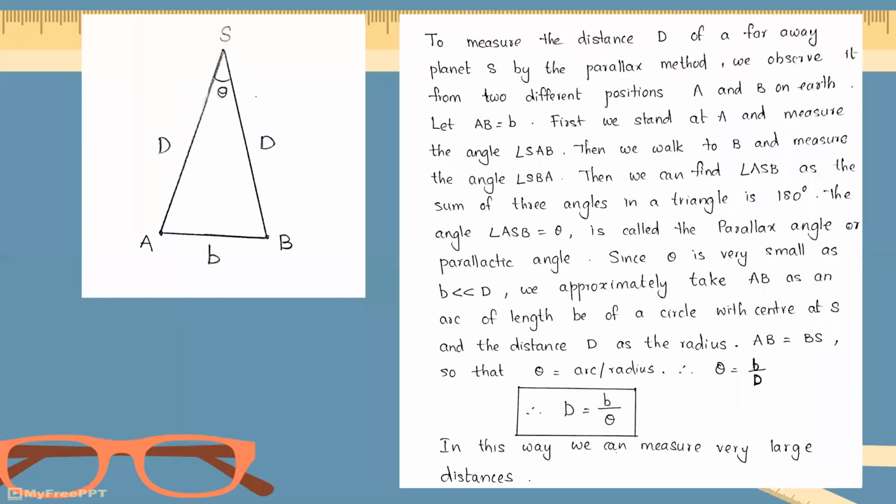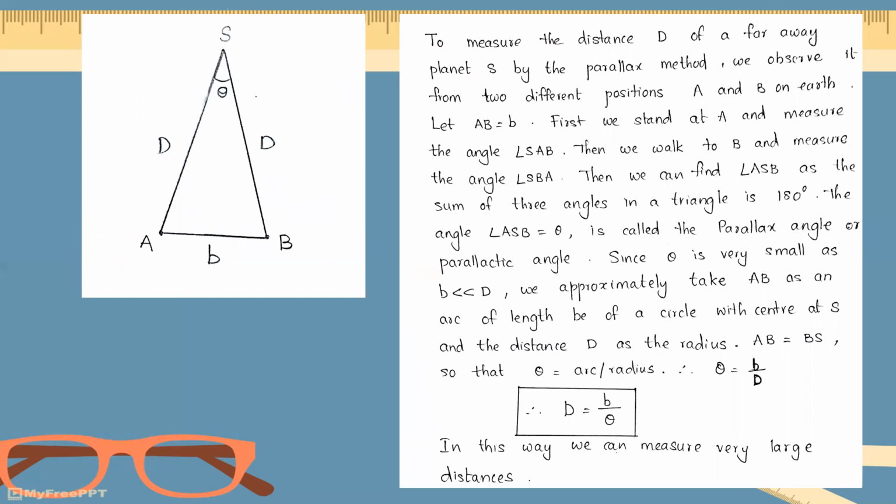Parallax method is a wonderful method which is used to measure the distance of any planet from the surface of the Earth. Let us assume capital D is the distance of a planet, S, from the surface of the Earth. Let us assume there is a planet, we have pointed it as S in the figure, and we want to find its distance, that is capital D, from the surface of the Earth. We want to measure the distance of a particular planet, S, from the surface of the Earth.